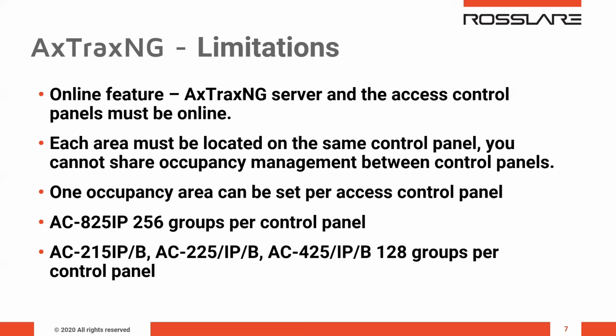Another limitation is that you can only have one occupancy area per access control panel. So if you need multiple occupancy area management on the same site, you will need a dedicated control panel for each area. On AC825, we have a limitation of 256 groups per control panel, and this is if you're using user group occupancy management. And on AC215 IPB, AC225 IPNB, AC425 IPNB, we have 128 groups per control panel.